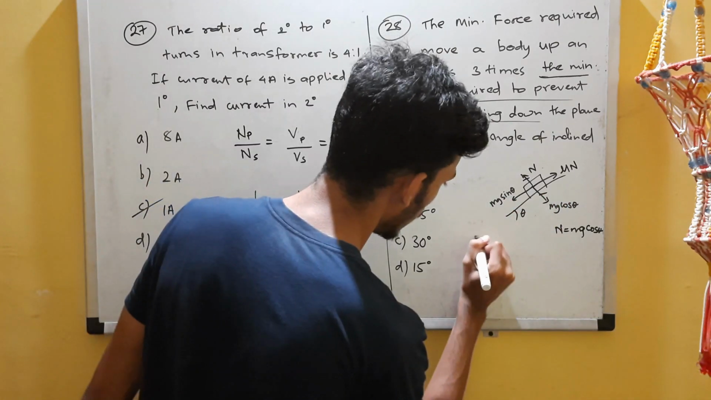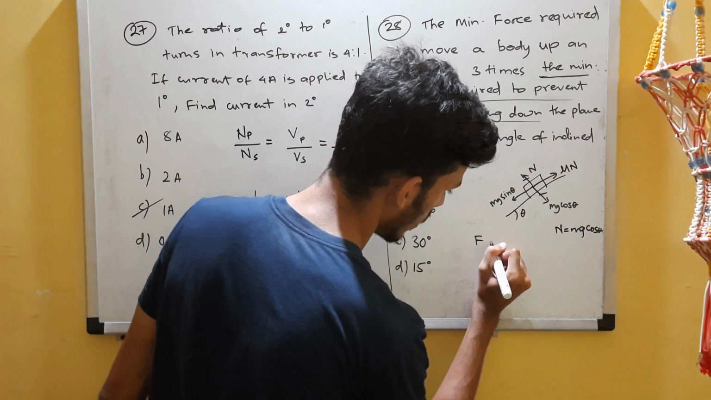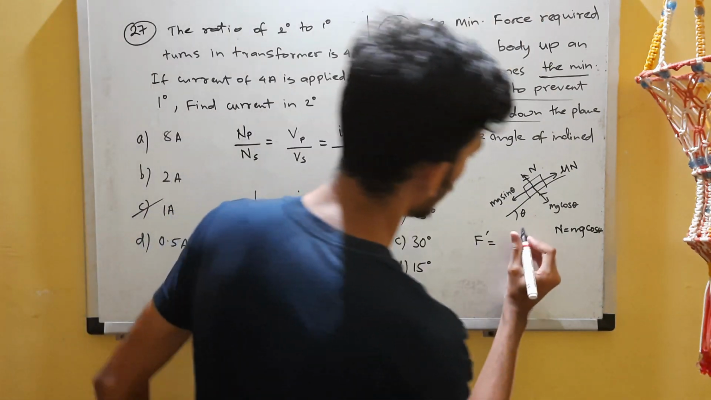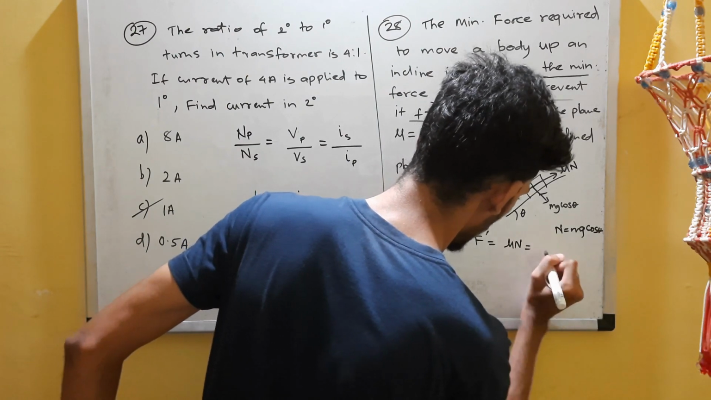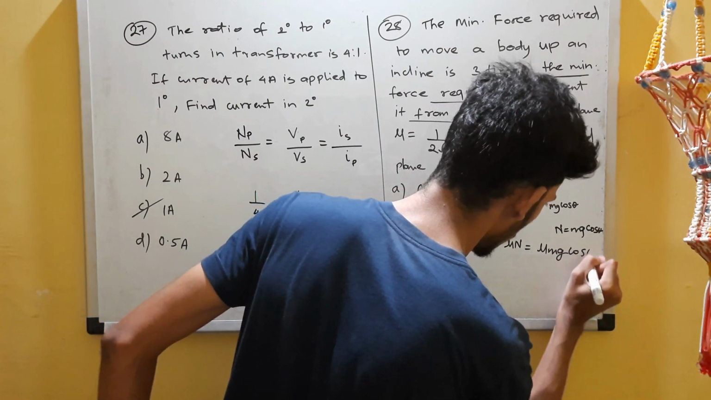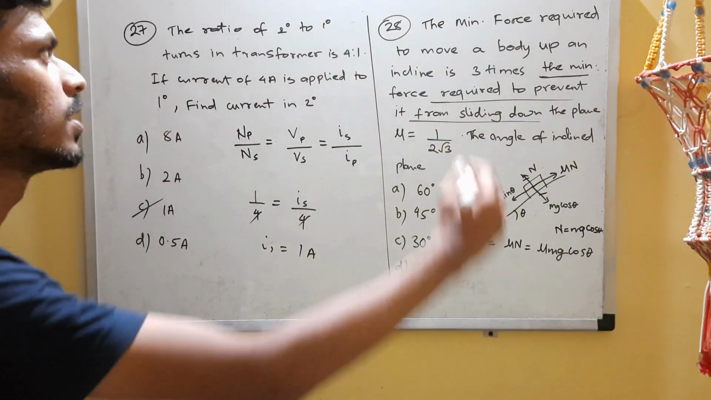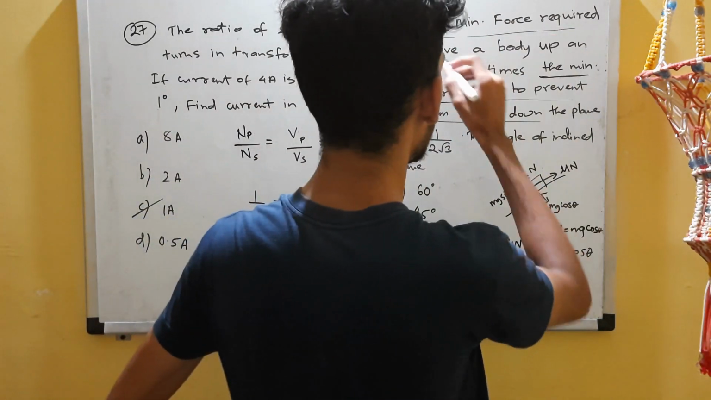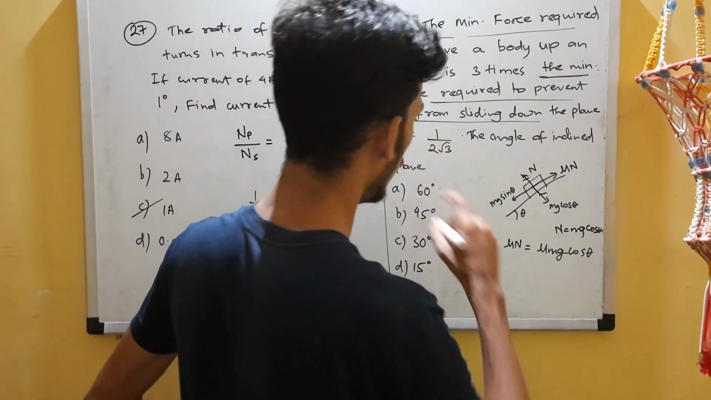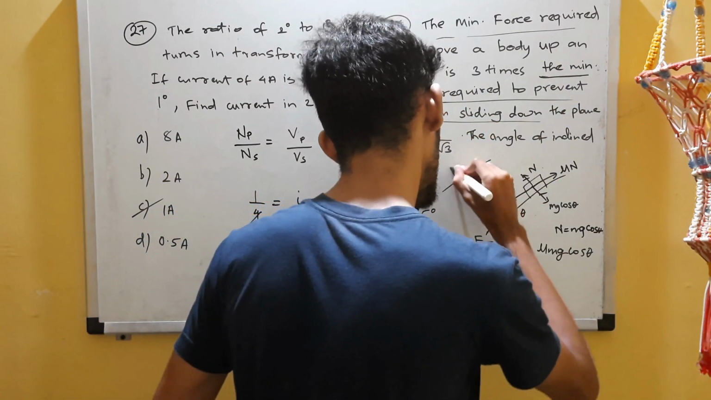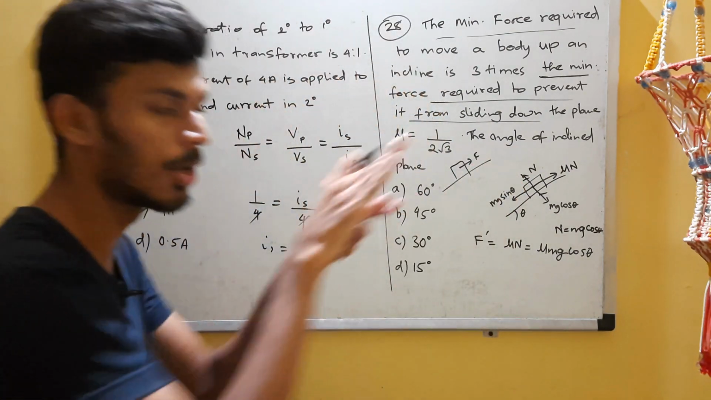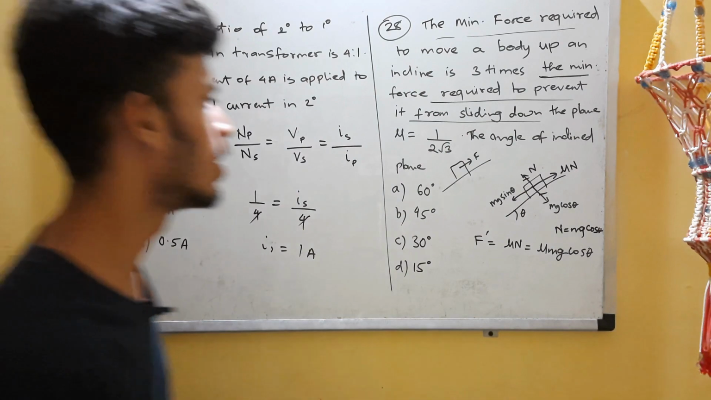So mu N. We'll call it F, suppose. Okay, this is F dash, we'll call it, because some other force is also there. So mu N, and N is nothing but mg cos theta, right? Now, the next force is the minimum force that is required to move the body up on that incline. So we are going to push that body up on the incline. This is the force that we are going to apply up the incline in order to push that body up.